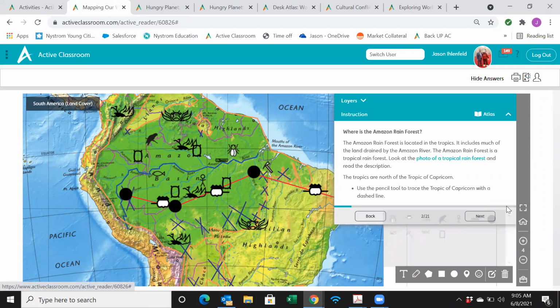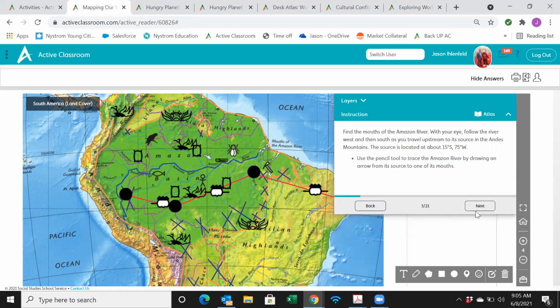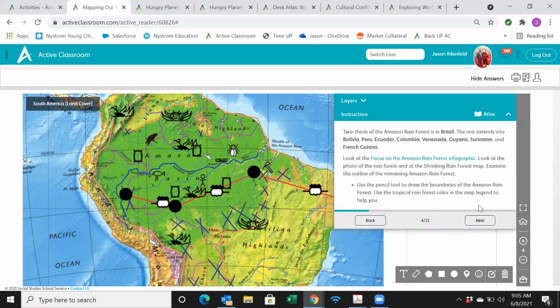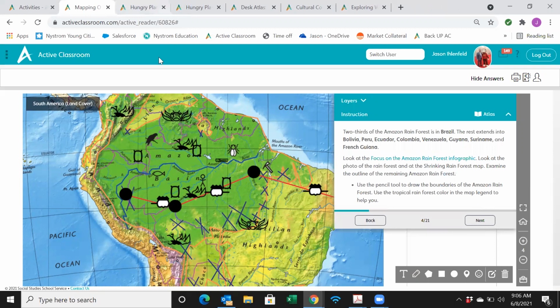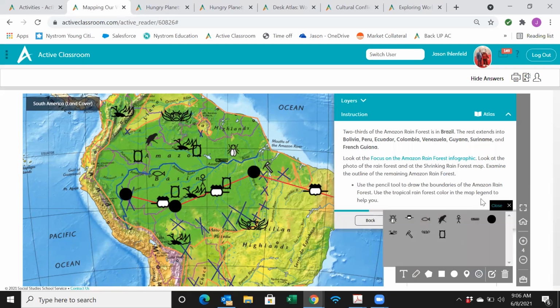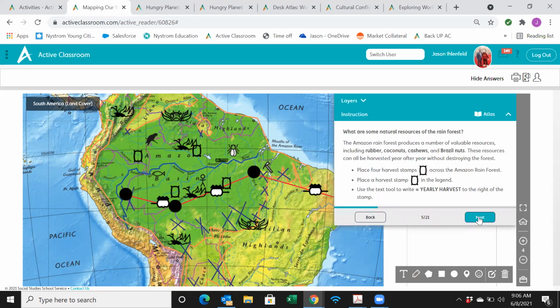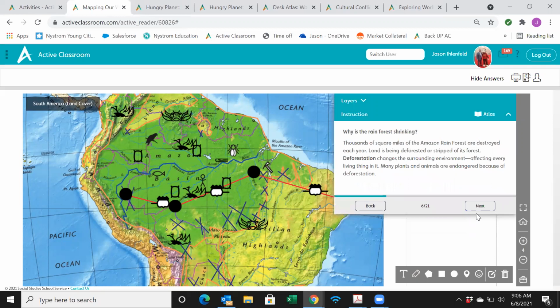Instead, they are learning about the political geography, but they're also learning about the physical environment and some of those interactions. So as the students work through this, they learn about how the Amazon rainforest is being deforested. What are some of the things that contribute to deforestation? And all of those icons down here have specific things for them to mark on there. So you can be talking about the yearly harvest here and some of the things that come from there.